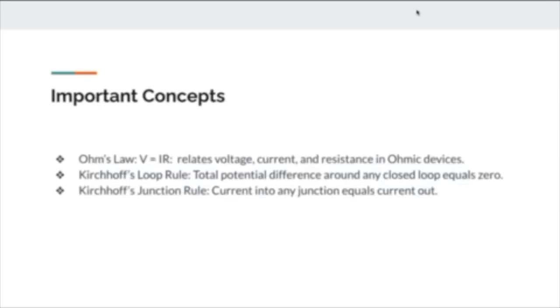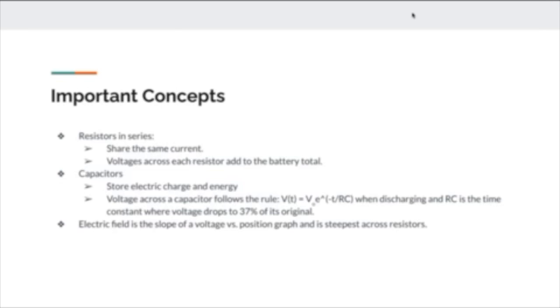Some important concepts that are used are Ohm's law, which is V equals IR, which relates voltage, current, and resistance in ohmic devices; Kirchhoff's loop rule, which states that the total potential difference around any closed loop equals zero; and Kirchhoff's junction rule, which states that current into any junction equals current out. Resistors in series always share the same current, and voltages across each resistor add to the battery total.